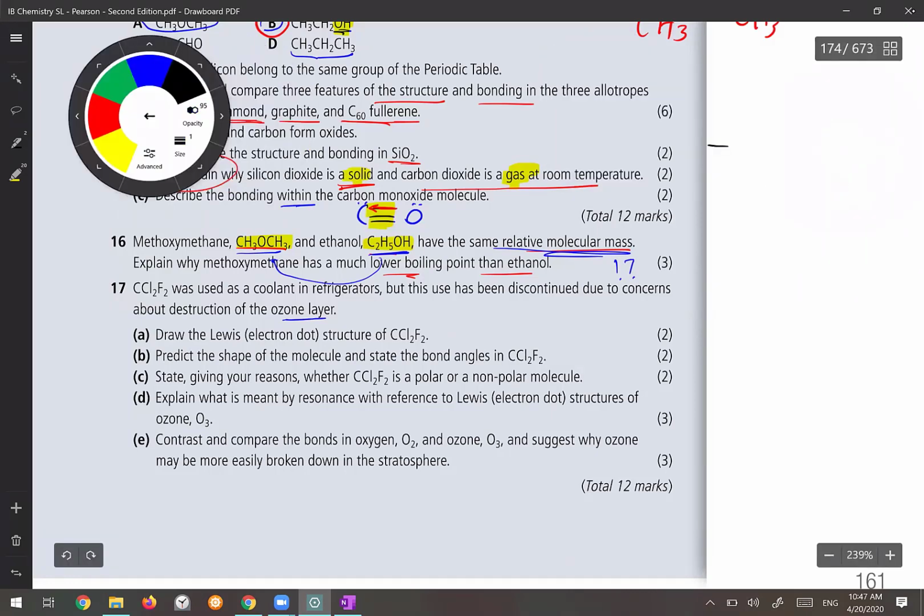The total valence electrons: the carbon is 4. You have 2 fluorine, each one of them has 7 valence electrons, and 2 chlorine, each one of them has 7 valence electrons as well. So what would be the total valence electrons?